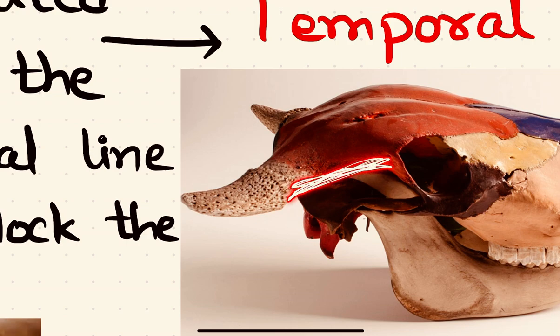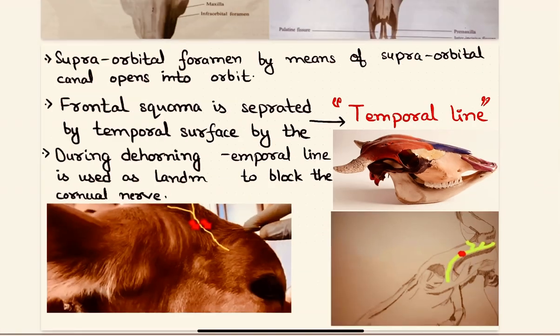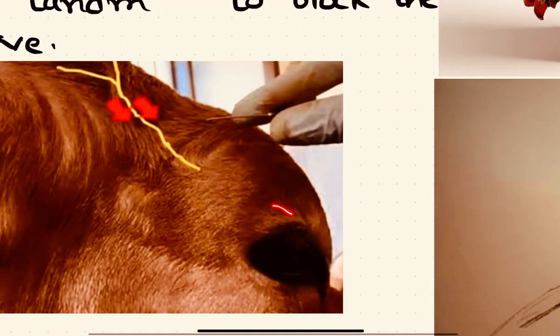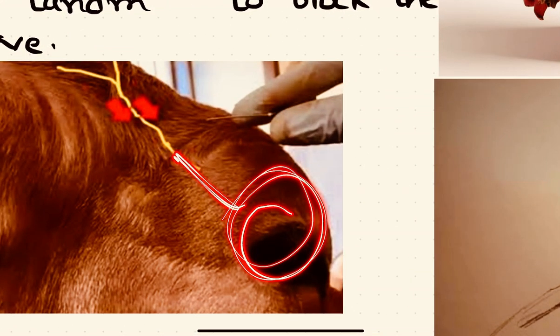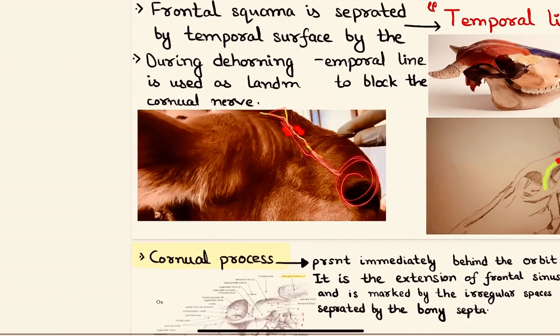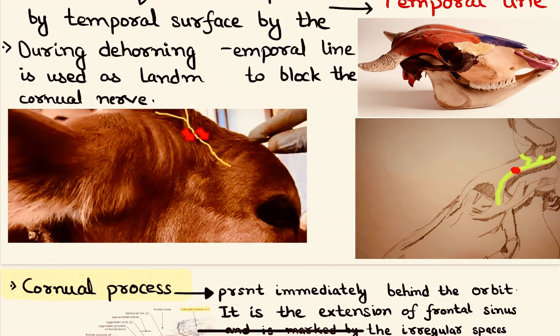just close to the temporal line, as you can see in the animal. This is the orbit of the animal, this is the temporal line, and here you can see the corneal nerve, and here we give the nerve block. As you can see, the doctor is giving a nerve block to the corneal nerve. Here you can see it is present on the temporal line.